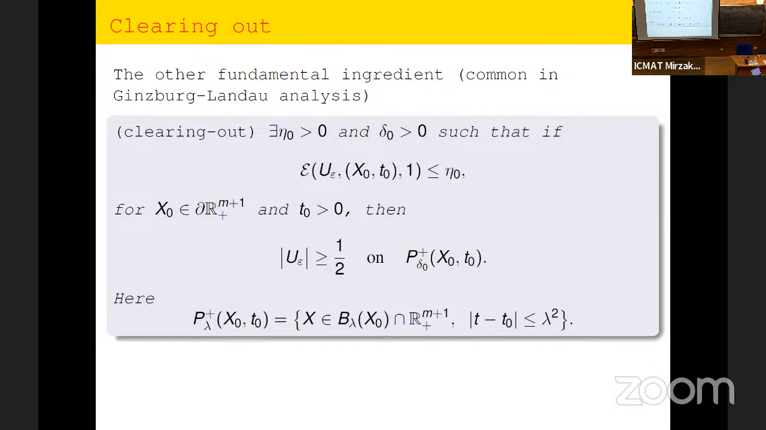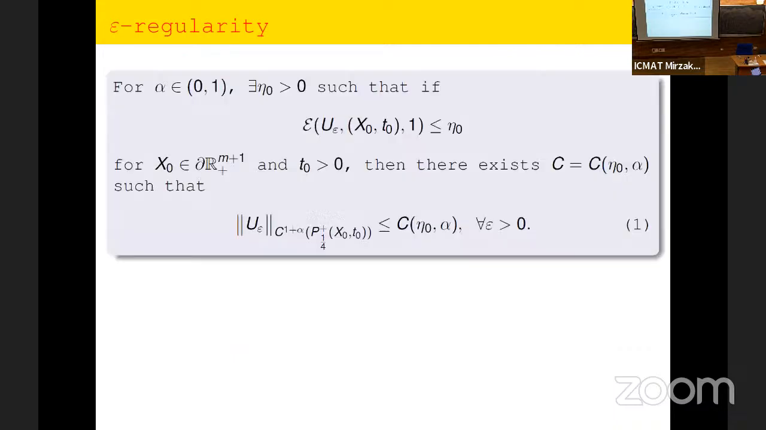Okay, not only clearing out, you want epsilon regularity, which means that you can identify a threshold such that if the energy is below this threshold, then your solution in a small ball is C^{1+alpha}. And the point is that the constant that appears here depends only on the threshold eta naught, and of course on alpha, but is independent of epsilon. So these are the basic ingredients.